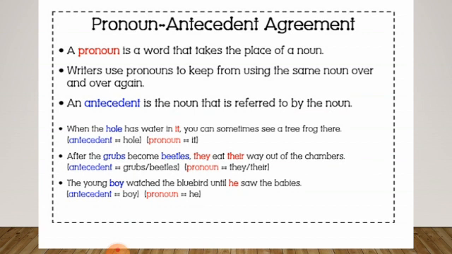See, what is antecedent? Let me explain. When the whole has water in it, now it is used for the whole. Understand? It is a pronoun. But the whole is an antecedent. Whole is an antecedent because it is used for that whole, not for any other thing.